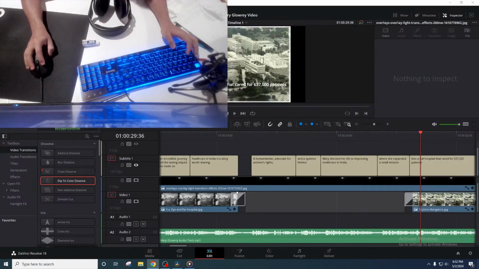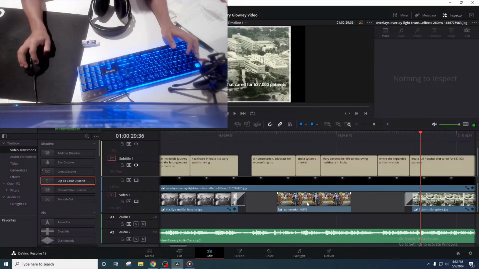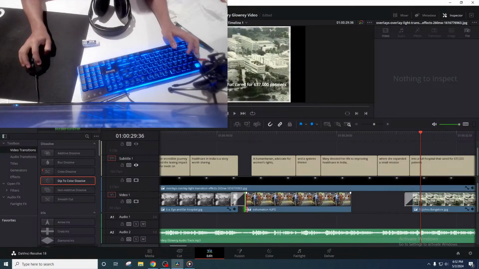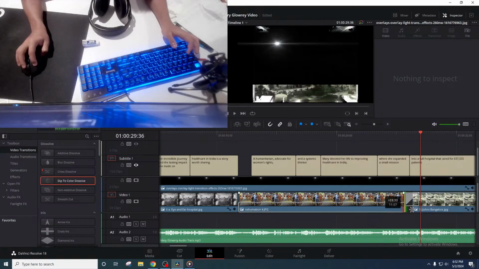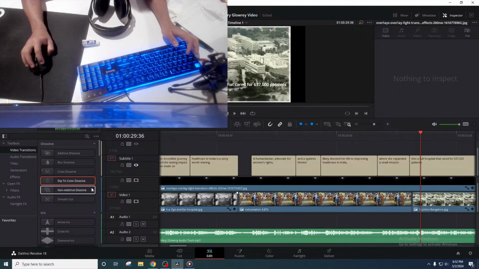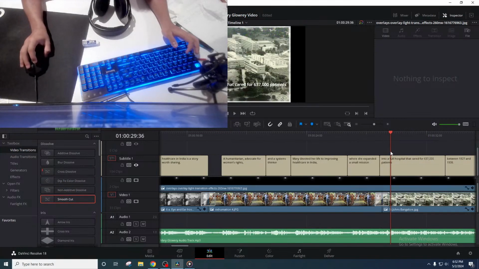Let's see if it's done. Okay, so it's downloaded. What we can do is, oh, it gets rid of the transition anyway. Dip to color, smooth cut.